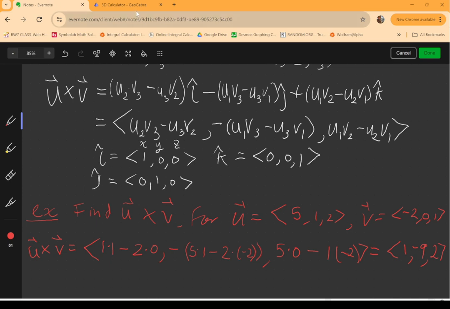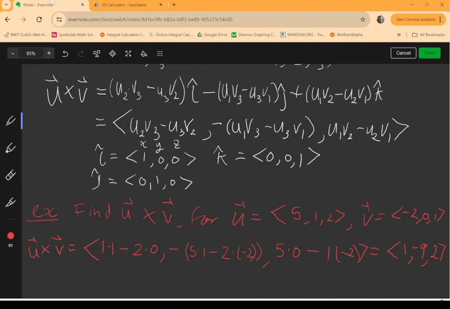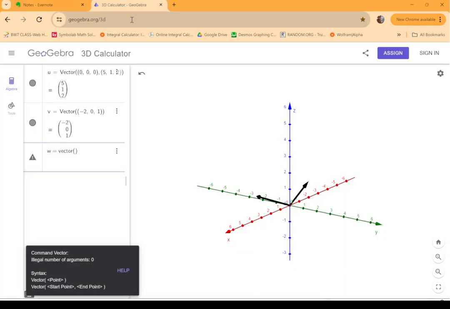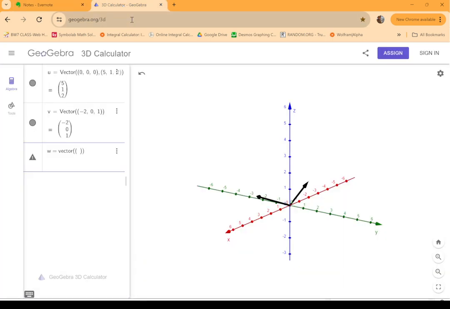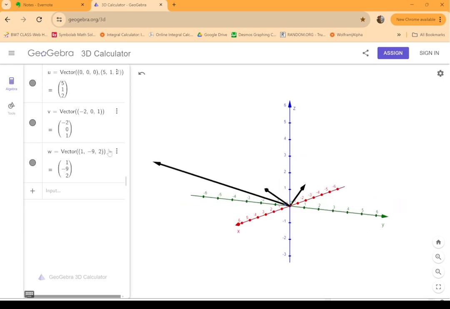Now let me put it on the graph here so we can see how it's related to the other two vectors. So let's call this one vector w. So w equals the vector 1, negative 9, 2. All right. And now we could see here, let me change the color of this.